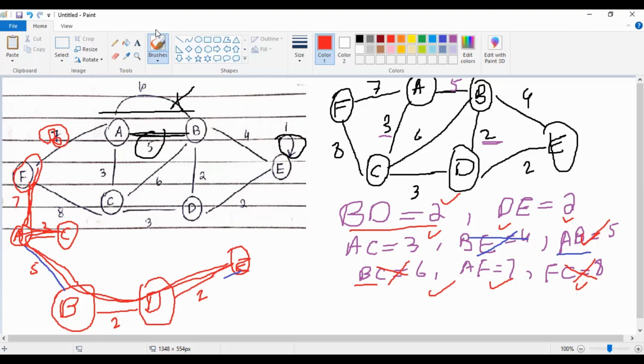So the steps are very easy and clear. You just need to arrange the given edges according to their increasing order. Once you do that, just draw the edges and remove such edges which are making a cycle, because cycles are not allowed in Kruskal's algorithm. So you just need to remove the cycles.